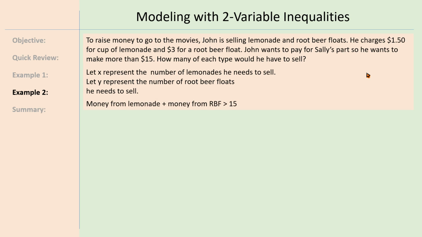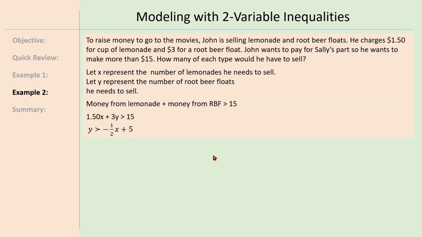But the money from the lemonade can be calculated based on how much he's selling for each, right? So lemonade, he's charging 1.50. So 1.50 times the number of lemonades gives you the money for lemonade. So 1.50 times X plus 3 times Y has to be larger than 15. Okay? Then you can just solve for Y, and you have Y is larger than negative 1/2 X plus 5. Again, this step here is just solving for Y like you would in equations. If you need help on this, let me know, or let your teacher know.